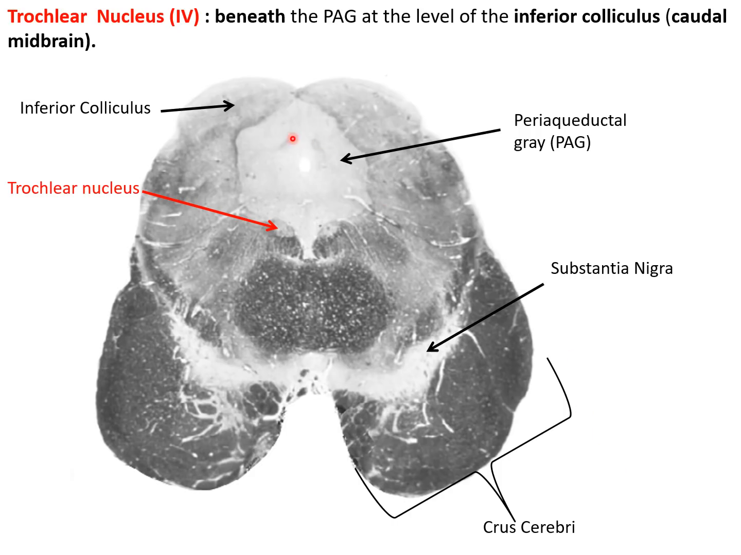If we look at the midbrain, and this is a location in which we have the periaqueductal gray again, we see the 4th cranial nerve nucleus, trochlear nucleus. We also see the inferior colliculus as an indicator that we're in the midbrain, and we see the crus cerebri and the substantia nigra, which will become important for us when we study Parkinson's disease.